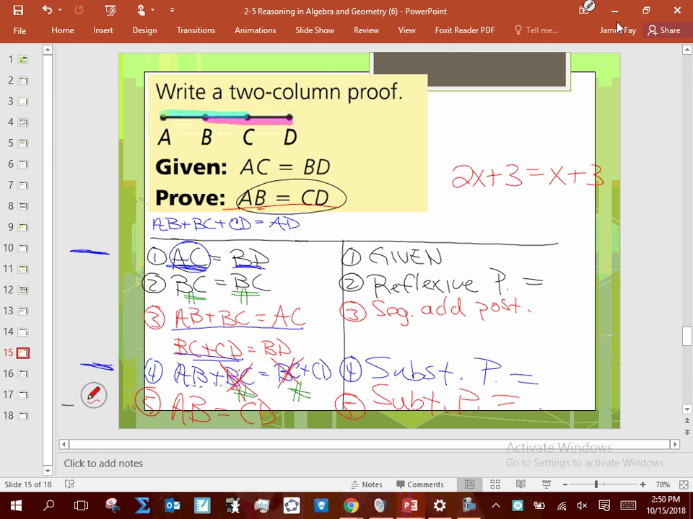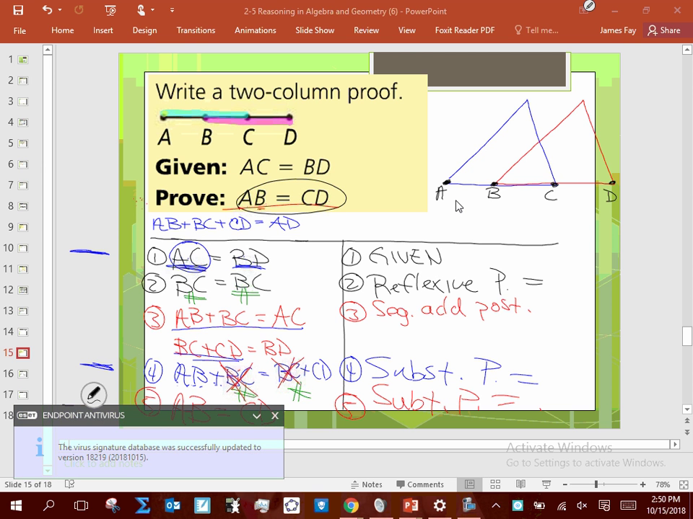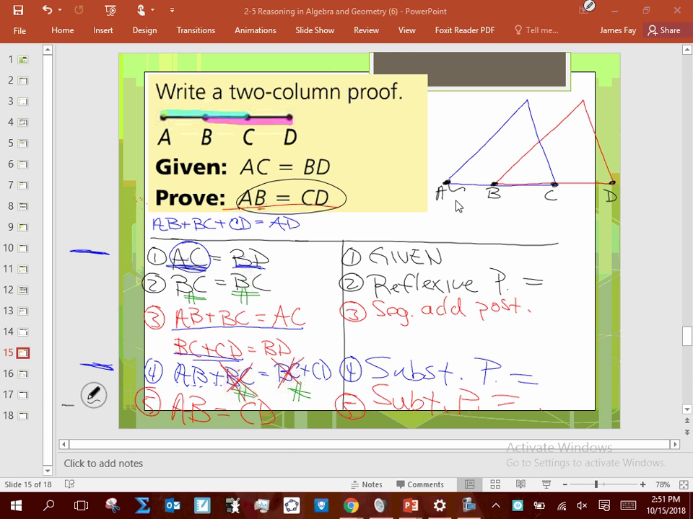Now, what is the benefit of a proof like this? Let's give you a picture here. We'll see this later on in chapter 4 or 5, I believe. Later on in chapter 4 or 5, we might be provided with that picture and be provided with the exact same given statement. We'll probably try to prove something completely different, but we want to eventually show that that segment right there and that segment right there are maybe equal to one another. Does that make sense?